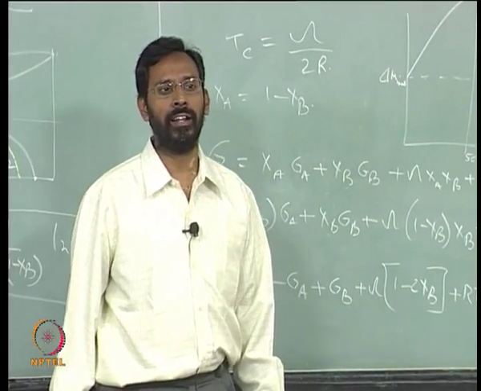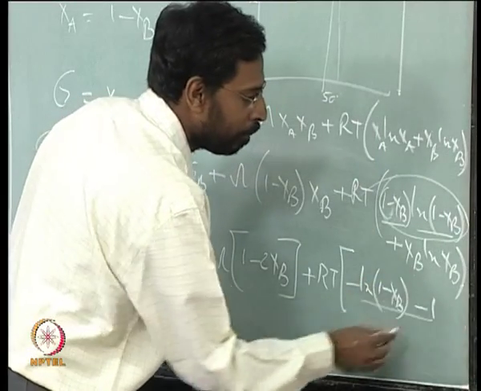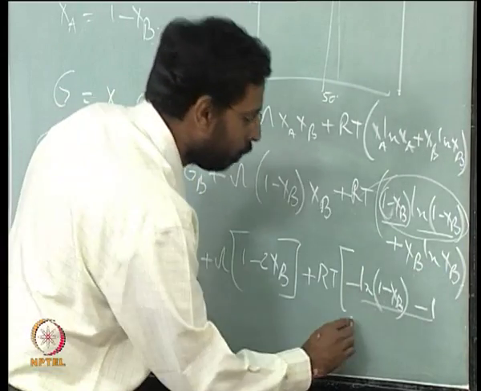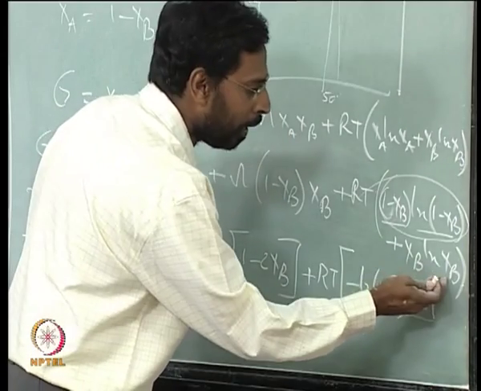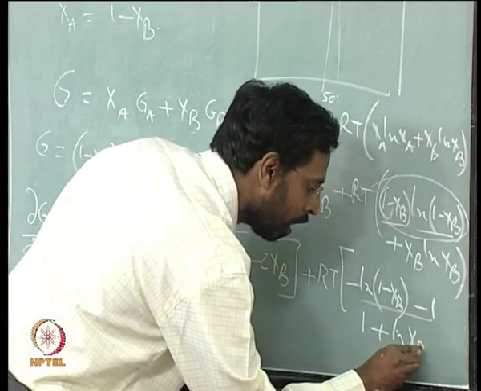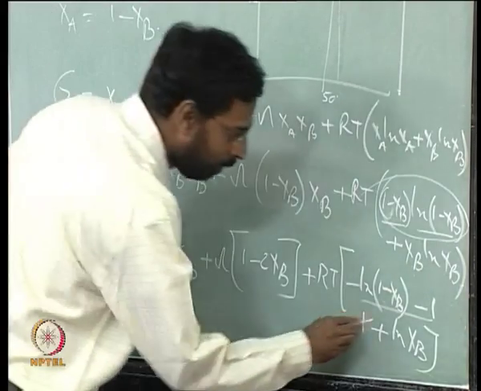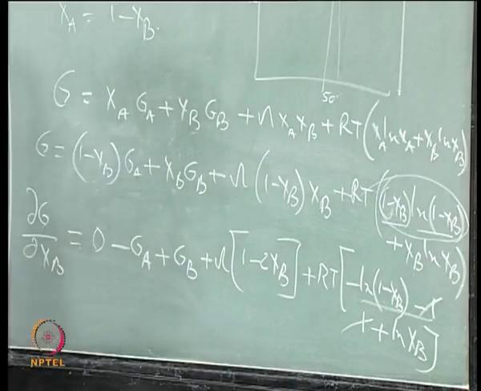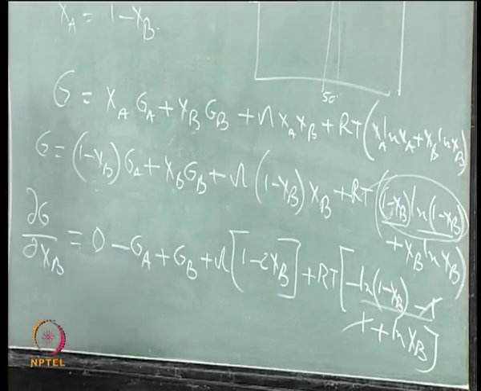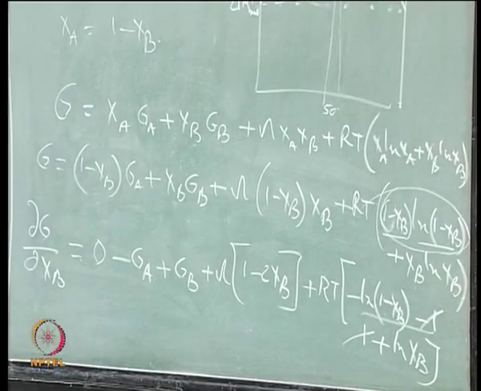Is that clear or still some doubts? And then the rest is again xb: you keep xb and then the derivative of this is simply 1 by xb, so it is plus 1, and keep ln xb and do this, so plus ln xb. So plus 1 minus 1 goes off, and you have ln xb minus ln of 1 minus xb, this is what you would get, and that is what is going to be the final expression.